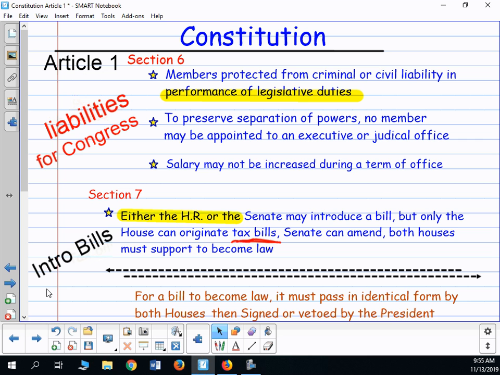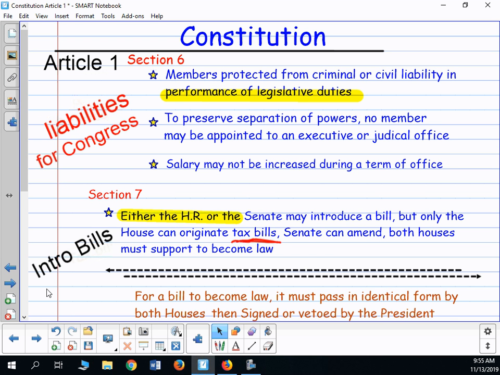All right, salary may not be increased during a term of office. In other words, they can go in and vote for a salary increase, but no one can actually experience that salary increase until they've been re-elected. So until that's happened, then they do not see the additional money.